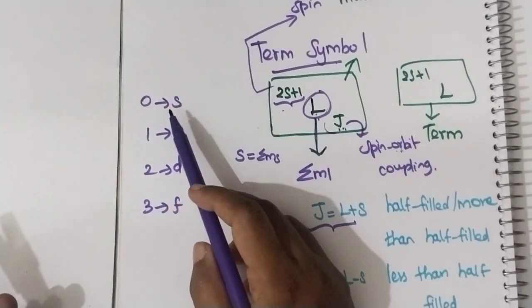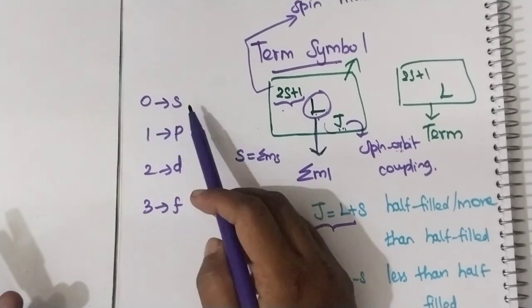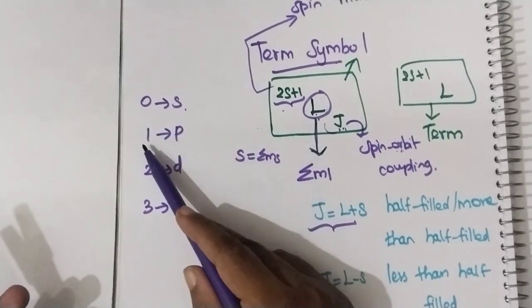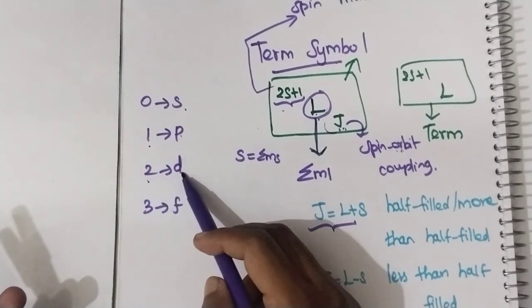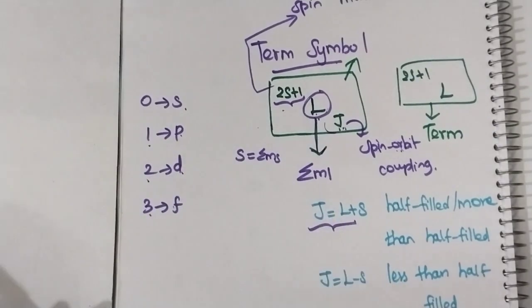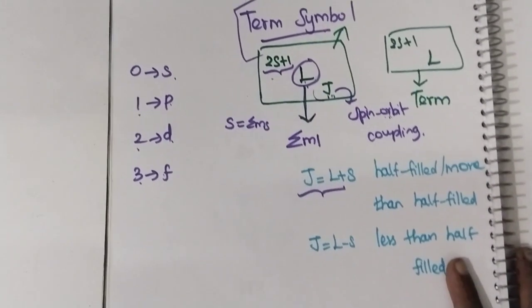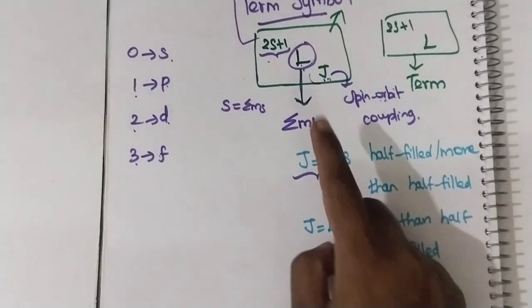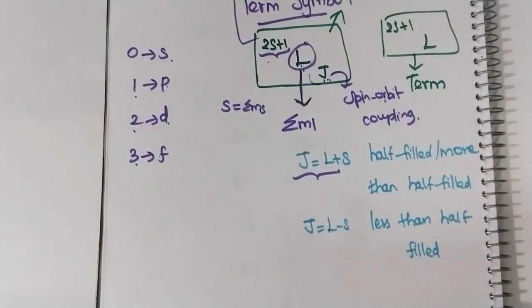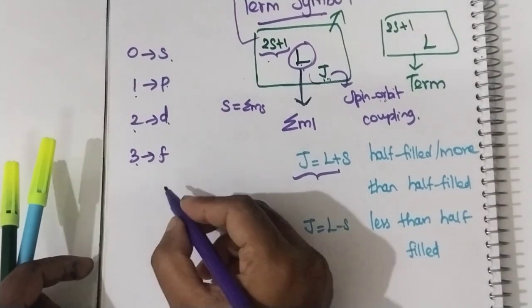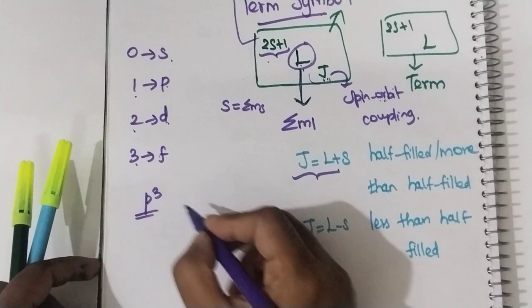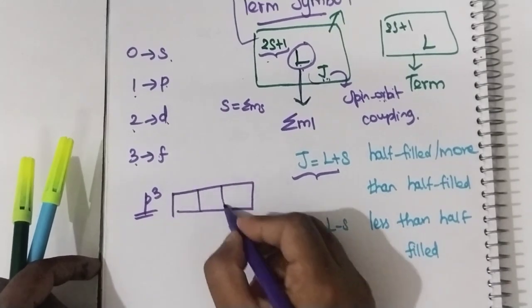This is all you would have studied in your lower classes itself. If the L value is 0, then it corresponds to S orbital. If it is 1, then P. If it is 2, then D. And if it is 3, then it is known as F. And similarly, how can you find out L? It is sigma ml. If I give you an example, it will be really easy for you.